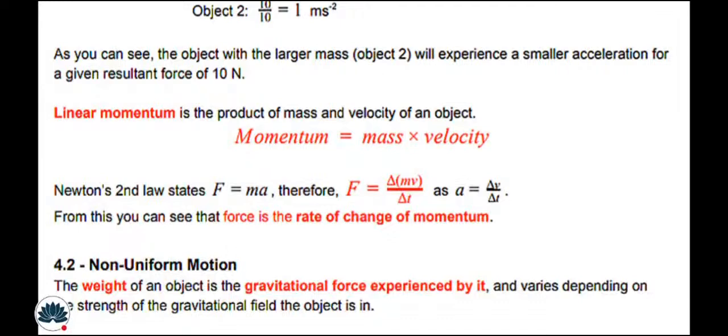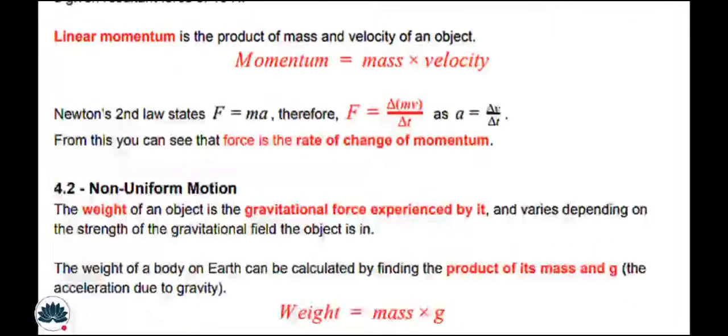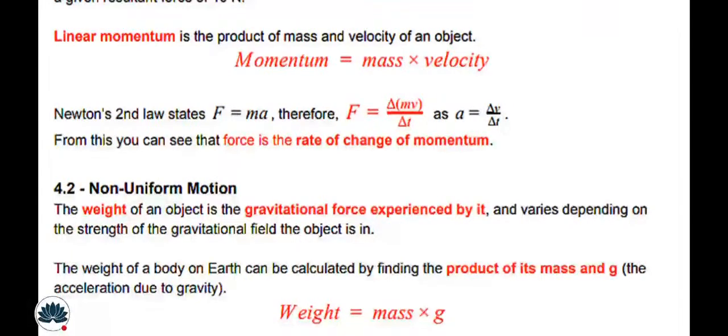Linear momentum is the product of mass and velocity of an object. Momentum equals mv, or mass multiplied by velocity. Newton's second law states F equals ma, therefore F equals mv upon t, because you can see that momentum equals mass multiplied by velocity. Here F equals delta mv, meaning the change in momentum, upon time.